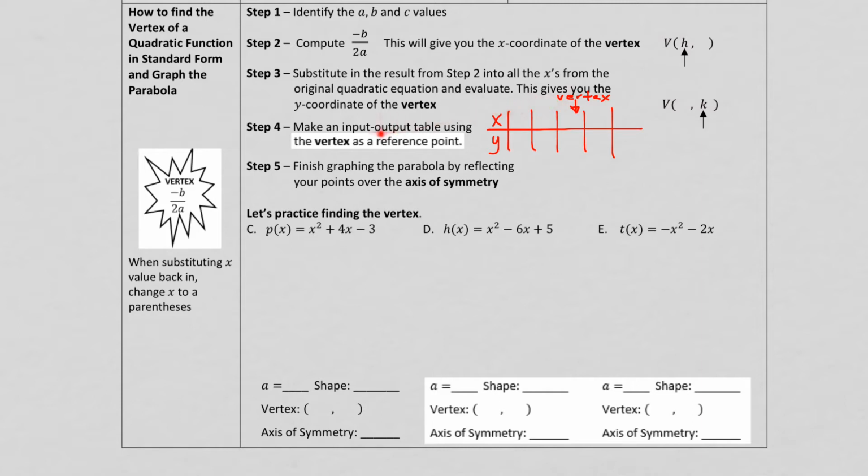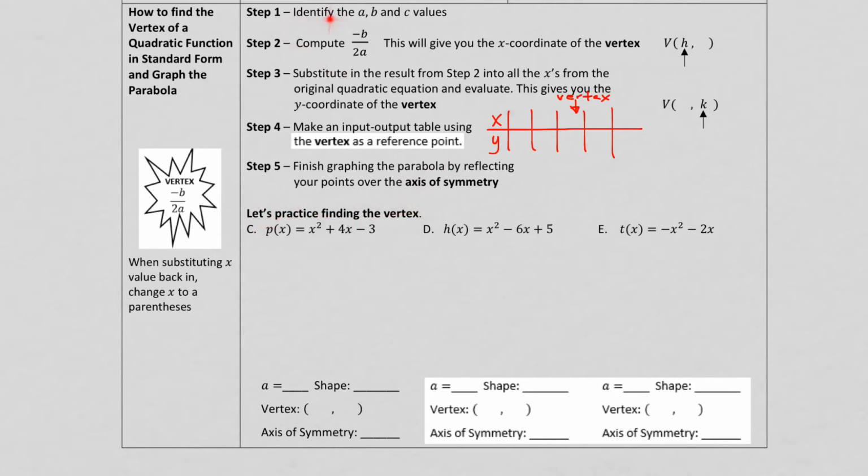Then to graph, as before, you make a table where you'll put the vertex in the middle, and you'll find 2 additional points that you can then reflect over the mirror and have your graph. That's a lot to look at, guys, with words. Let's try an example of how that works. So first, let's just practice finding the vertex.